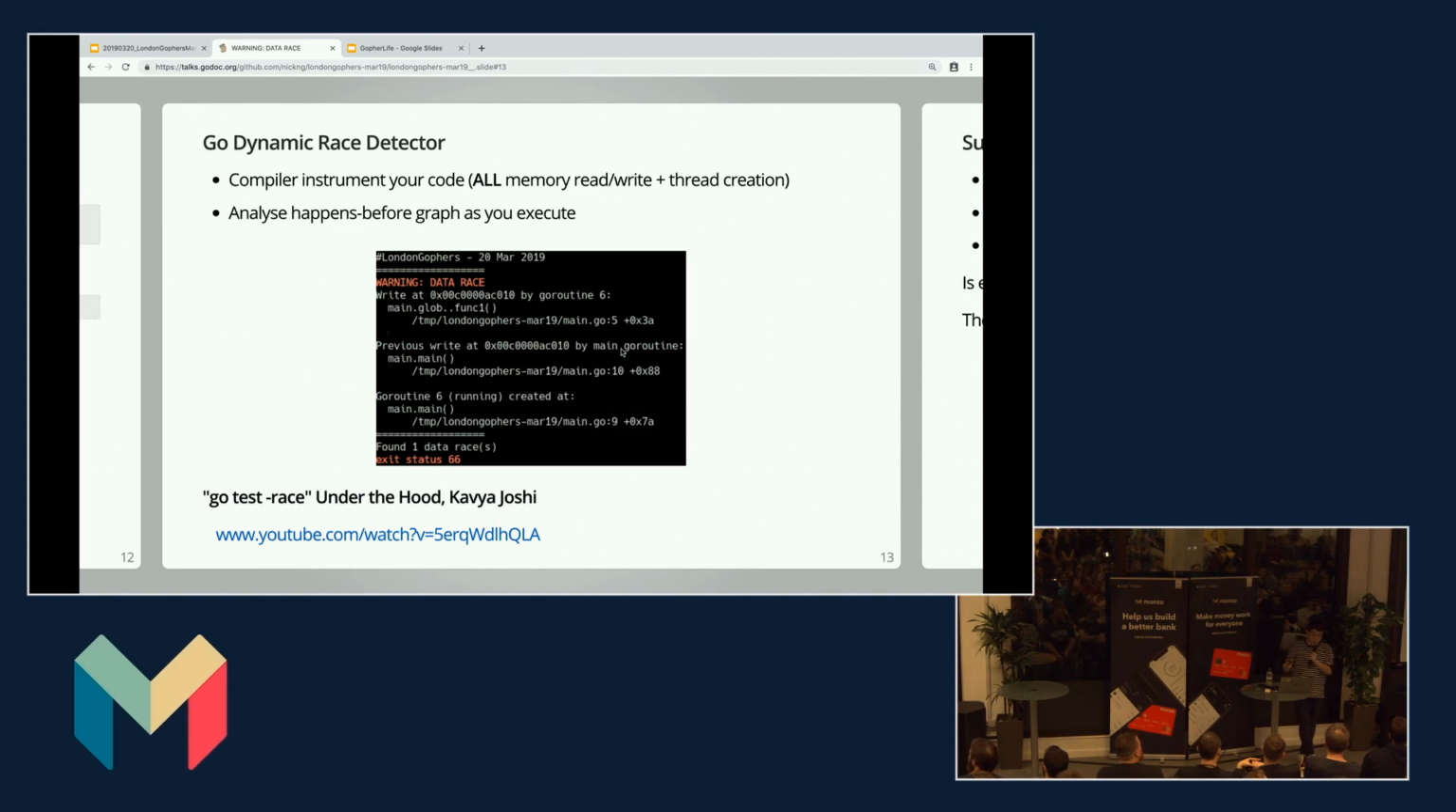So if you want to know a little bit more about the race detector under the hood, I would recommend this talk by Kavya, which goes into a lot of detail about how it really works inside the race detector. I don't have enough time to go into all the details, but yeah.